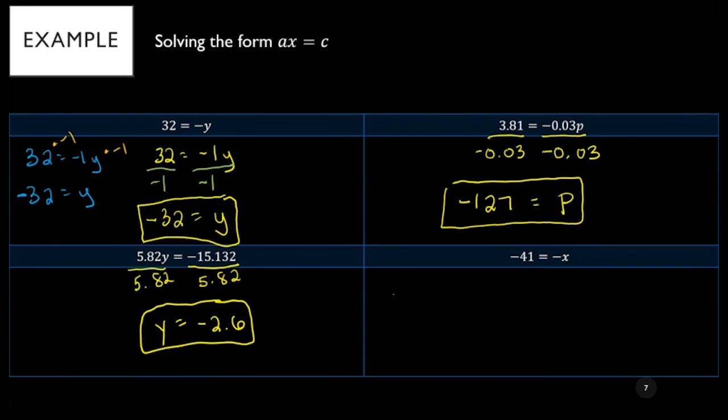Okay, so the one on the bottom right here, we have negative 41 equals negative x. Just like the top left, if you've got that negative in front of the variable, you assume it's a 1. I usually don't rewrite it as a negative 1. I automatically know that I'm going to divide both sides by negative 1. But if you're not very good with negatives, it's probably in your best interest to rewrite that as negative 1x, and then you can see that you're dividing both sides by negative 1.